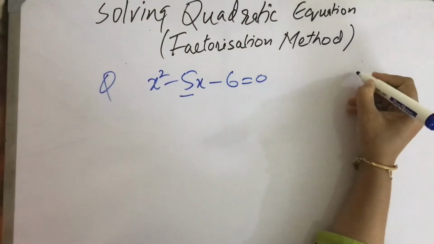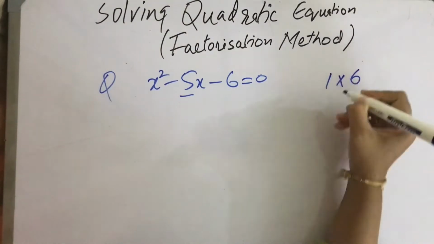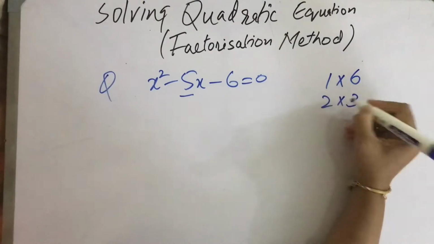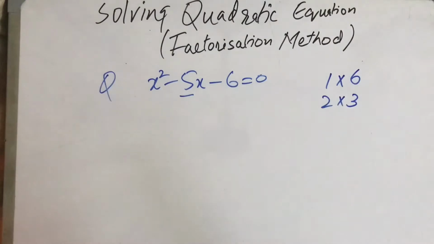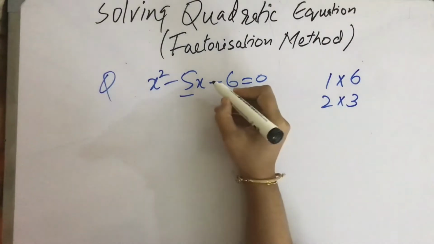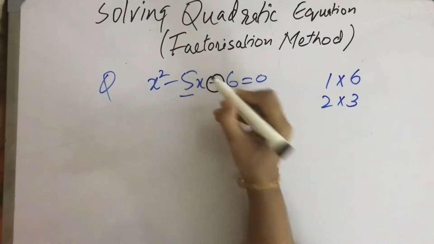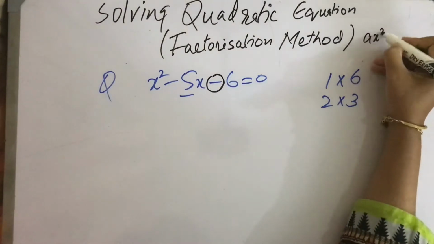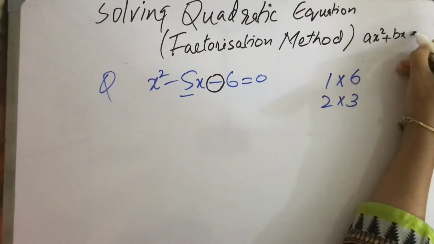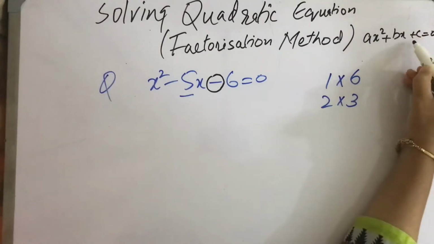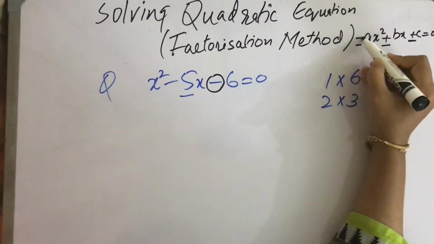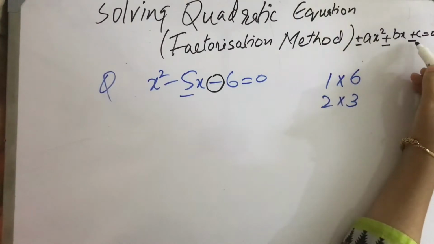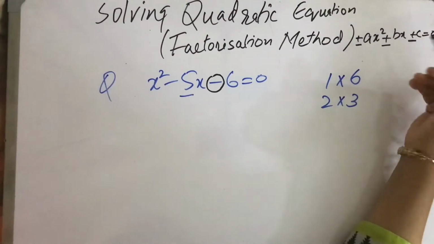Now here we have 6. I shall take all the factors of 6. The maximum number of factors of 6 are 1, 2, 3 and 6. Now I have to first of all focus on my signs. The sign of c. Always keep in your mind the general form. Now we have to work on the signs of C, A and B. This is positive. Obviously there is no sign. This is C positive and here B is positive in the general form.